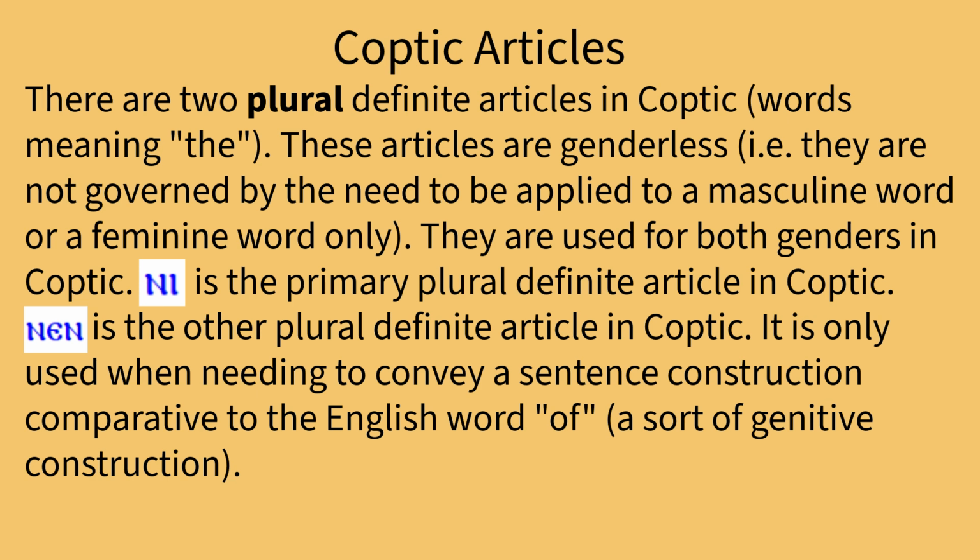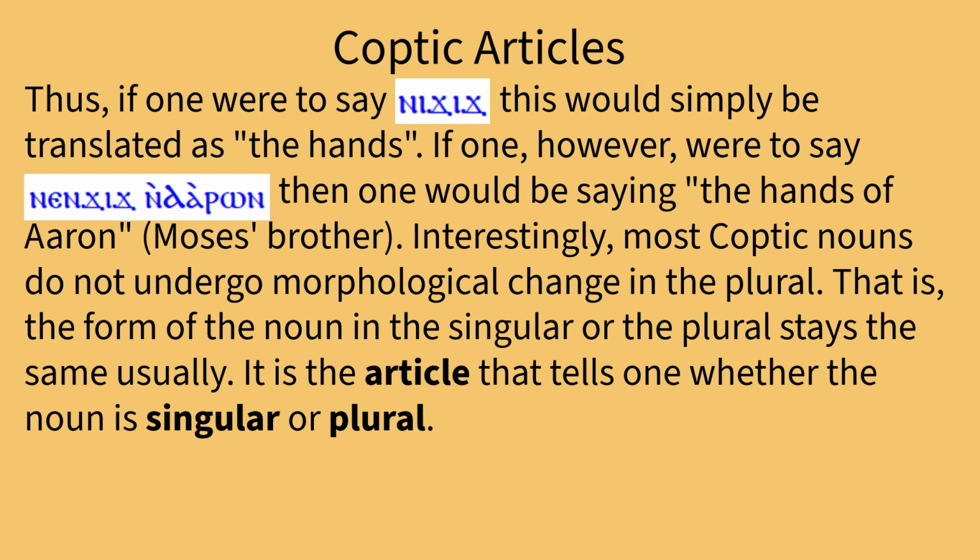So, ni is the primary plural definite article in Coptic. Nan is the other plural definite article in Coptic. It is only used when needing to convey a sentence construction comparable to the English word "of", a sort of genitive construction. Otherwise, you just use ni as opposed to nan. Thus, if one were to say nijij, this would simply be translated as "the hands". If one, however, were to say nanjij an aron, then one would be saying "the hands of Aaron", Moses' brother, of course.